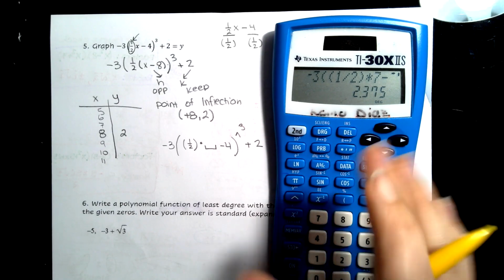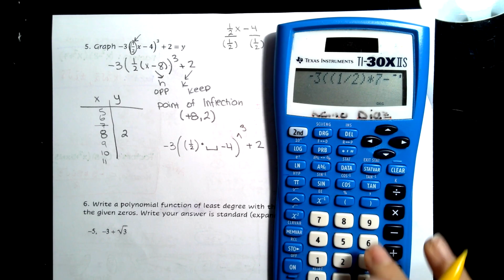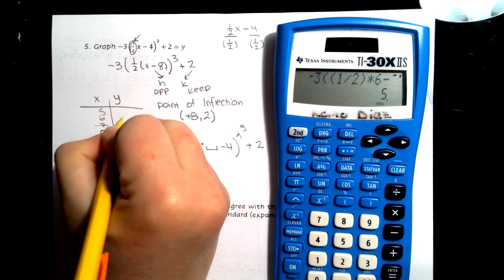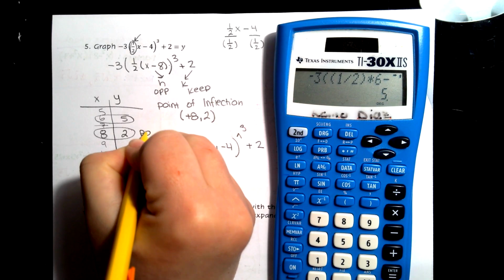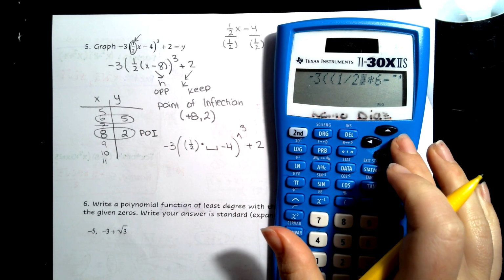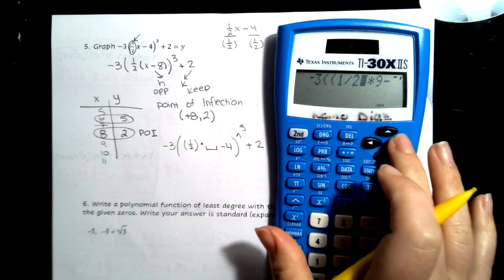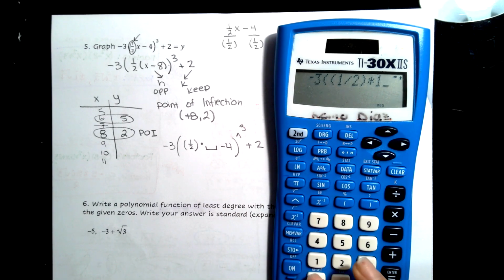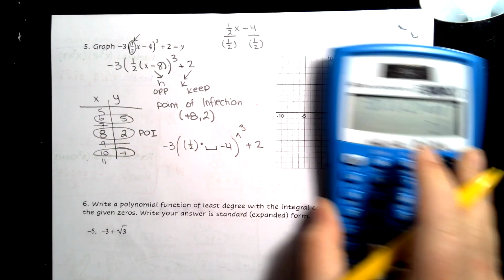7 gives me a decimal. 7 is not good. I'm going to go up, go over, replace that 7 with a 6. 6 does work. I'm going to keep track of my point of inflection. I'm going to move my 6 into a 9. 9 does not work. I'm going to make my 9 into a 10. And I get a -1. So I have my 3 points.